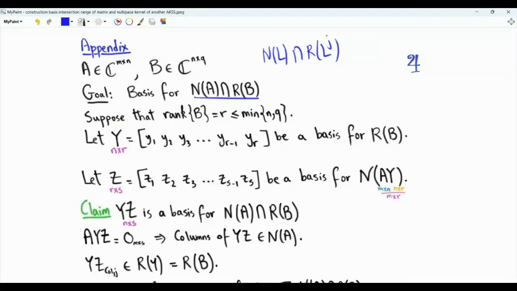So this is a general problem. If I have a matrix A, let me make things general in terms of the size. Matrix A is of size n by n, matrix B of size n by q, and we are interested in a basis for this intersection.